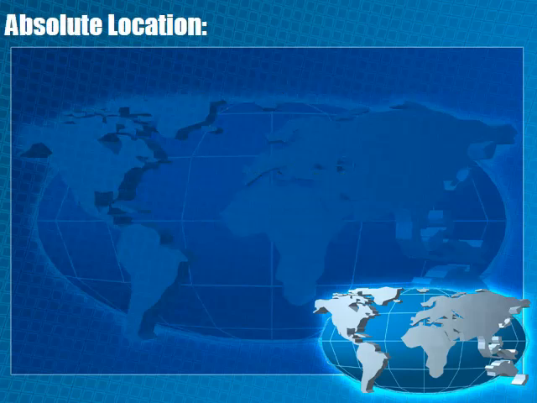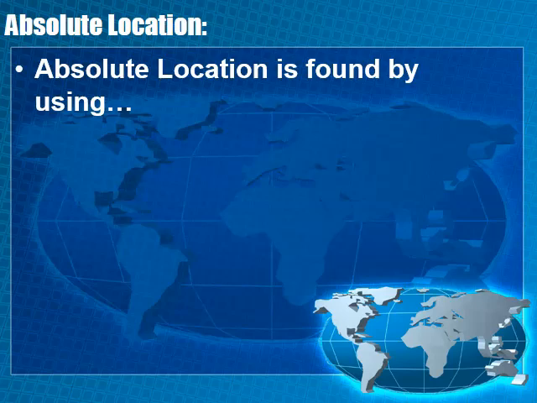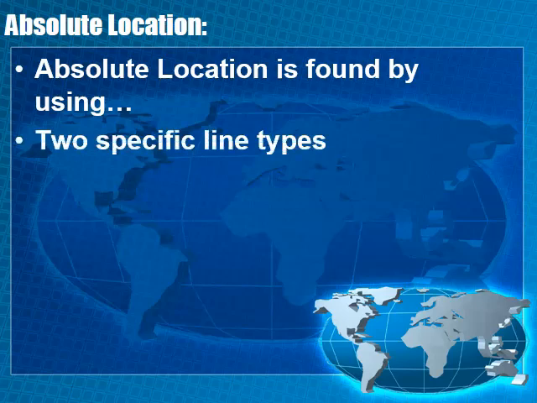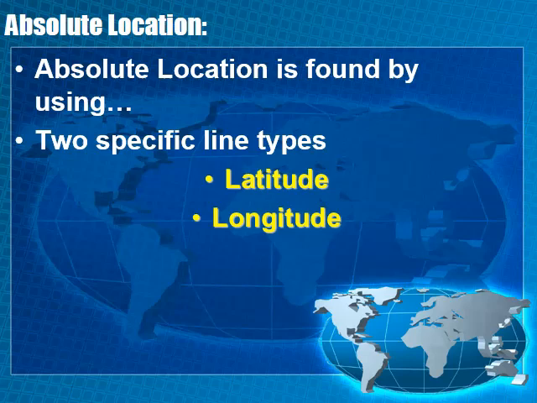When a geographer chooses to answer the question, where is it, using absolute location, I want you to think about this as having only one answer. That one answer is absolutely where you're located. When you answer that question, you have to use 2 specific line types. That is latitude and longitude. I want you to think about absolute location as your GPS coordinates.